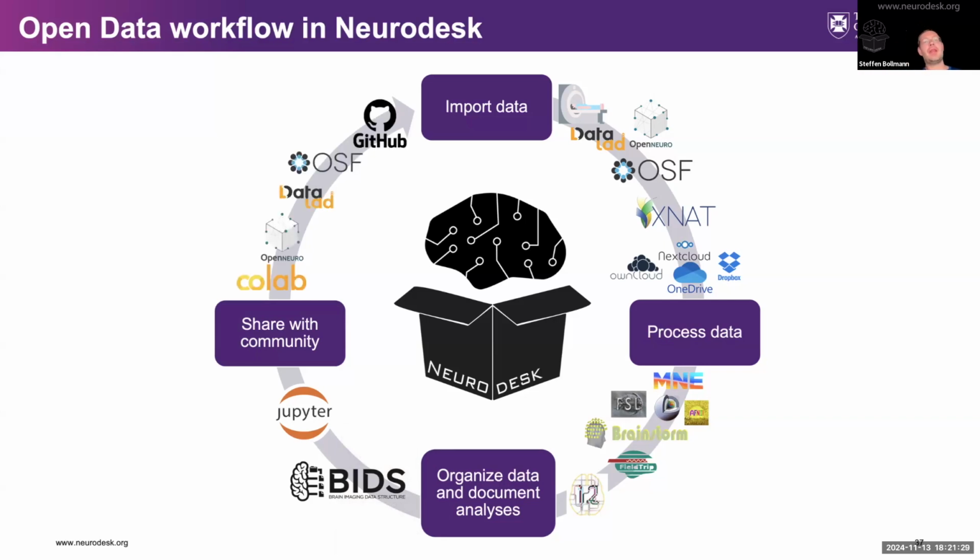And then we wanted to make it very easy to share data with the community. So we support Google Colab, for example. So you can write your analysis in Jupyter, and then you can provide, for example, a Google Colab notebook with your paper where all the analysis runs, and we stream the software into Google Colab.